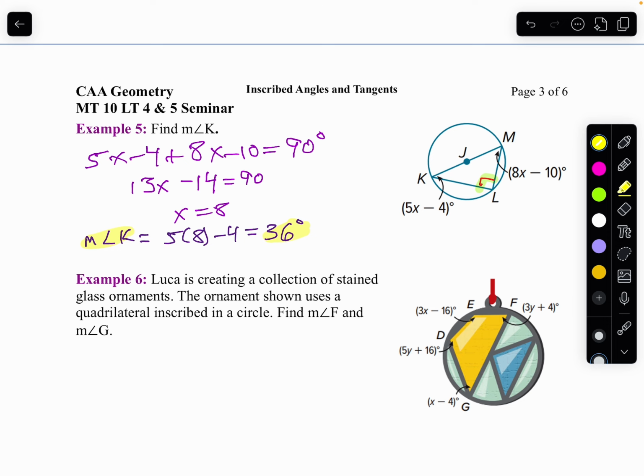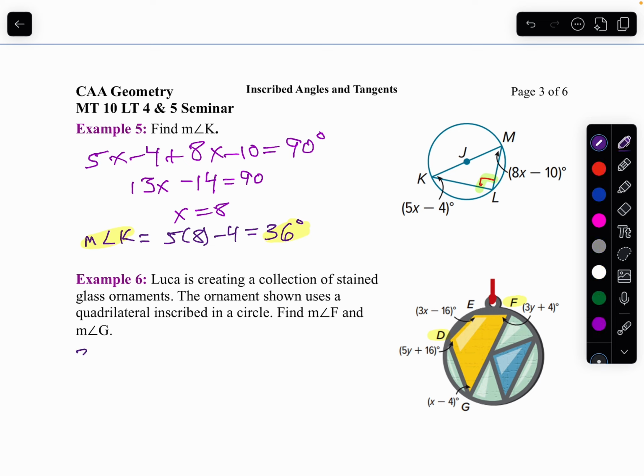Now, on our next problem, we have this trapezoid, which is a quadrilateral that's inscribed in a circle. So that tells me that if I'm looking for my angles, in this case, let's look at angle F. I know angle F and angle D, they're opposite of each other. They have to add to 180.